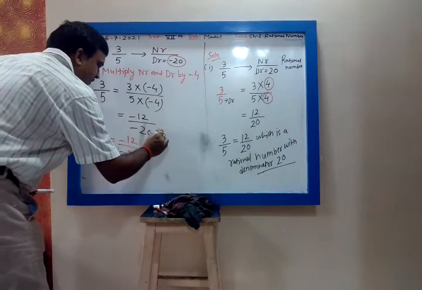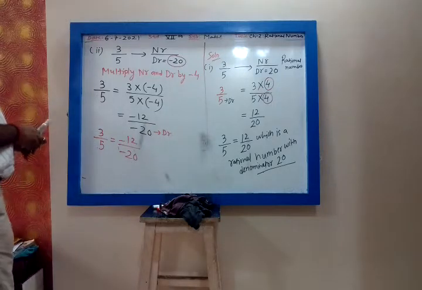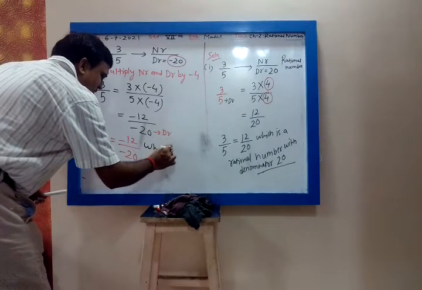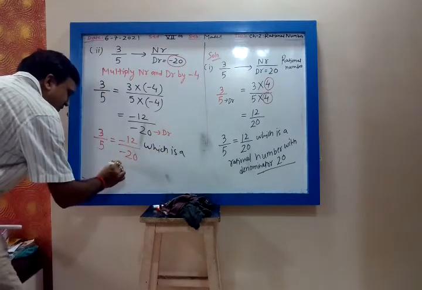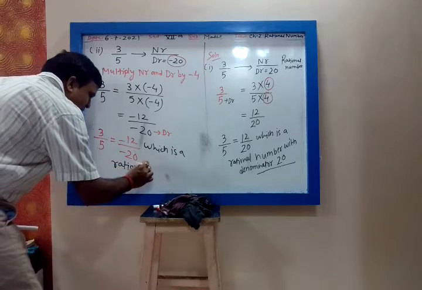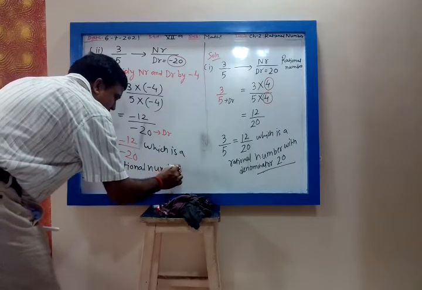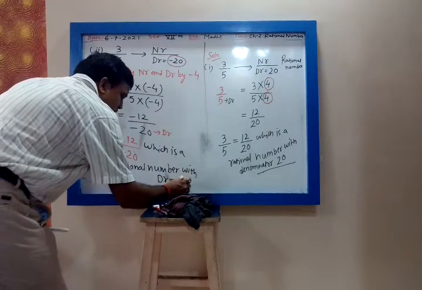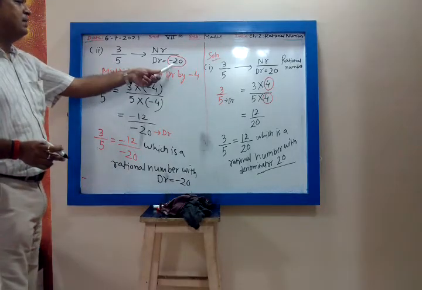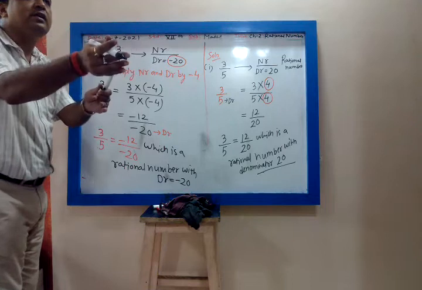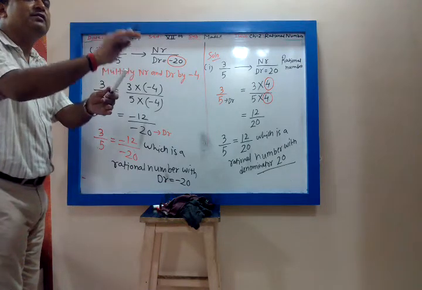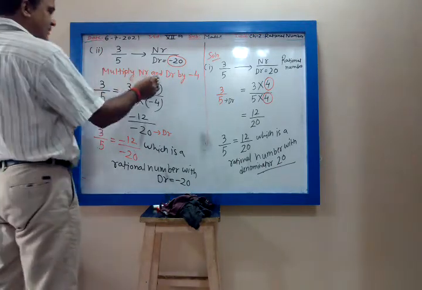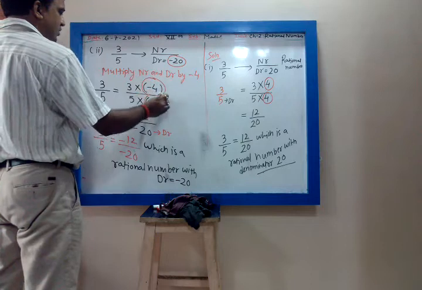And this minus 20 is my denominator. So minus 12 upon minus 20 is a rational number with denominator minus 20. Okay. So to convert 5 into minus 20, I have to multiply. We know that 5 into 4 is 20, but to get minus 20, instead of 4, I will multiply by minus 4. So we multiply numerator and denominator by minus 4. That's all.